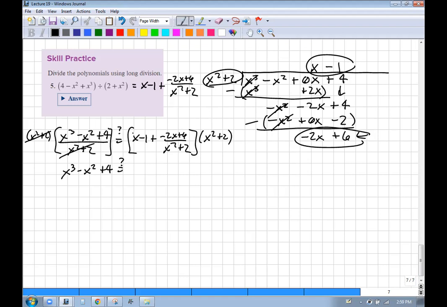Well, if I throw some parentheses in here, I have this thing times this thing. I have x minus 1 times x squared plus 2, plus this thing times this thing. And they have the same thing on the top and the bottom, so it could just be like that. You're just left with a negative 2x plus 6.